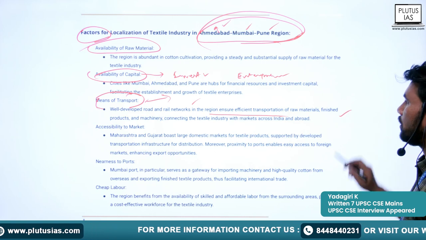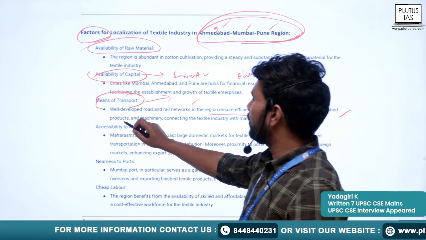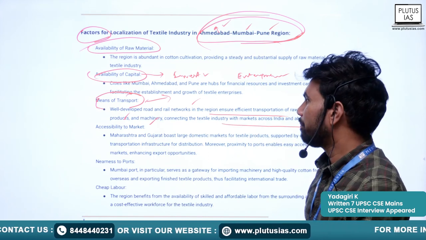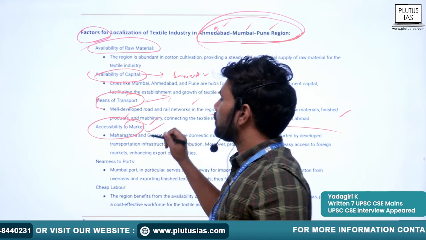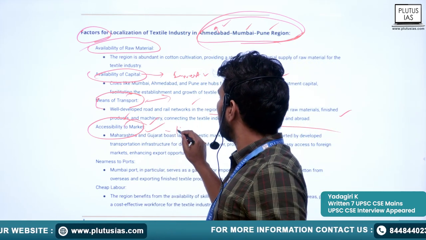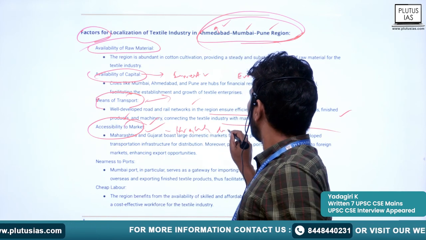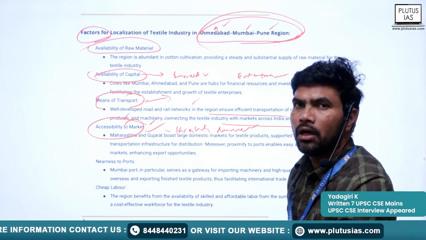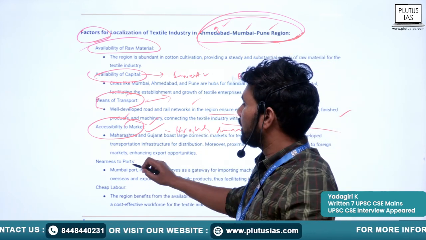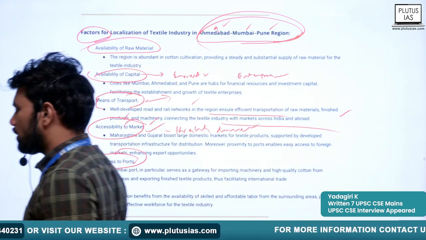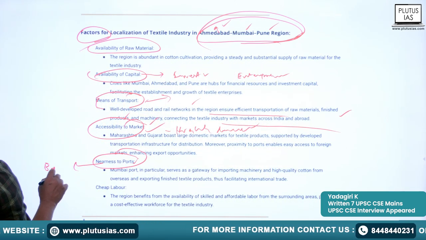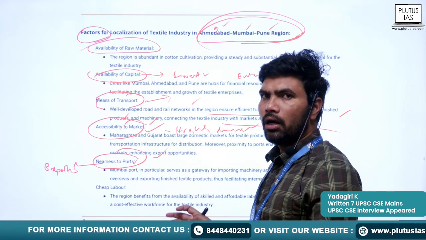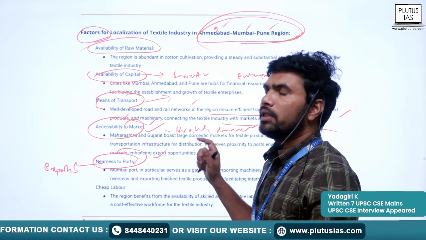They have ensured efficient transportation of raw material, finished products and machinery, connecting the textile industry with the markets across India. Accessibility to market. So as you all know, these areas are one of the highly dense populated areas. So they have provided the market also for the finished cotton fabric. Next is nearness to ports. So because of the nearness to ports, the export becomes easy. So this also worked as a factor for the location of these industries.